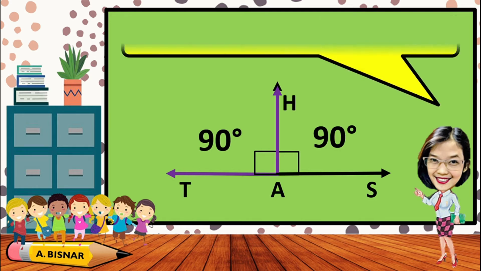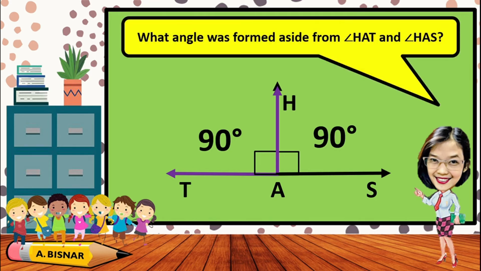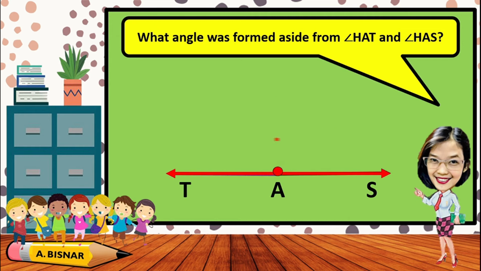Now, what angle was formed aside from angle HAT and angle HAS? May nakikita ka ba na isa pang angle maliban sa dalawa? Kung meron, ano ito? Okay, that is angle TAS or angle SAT.